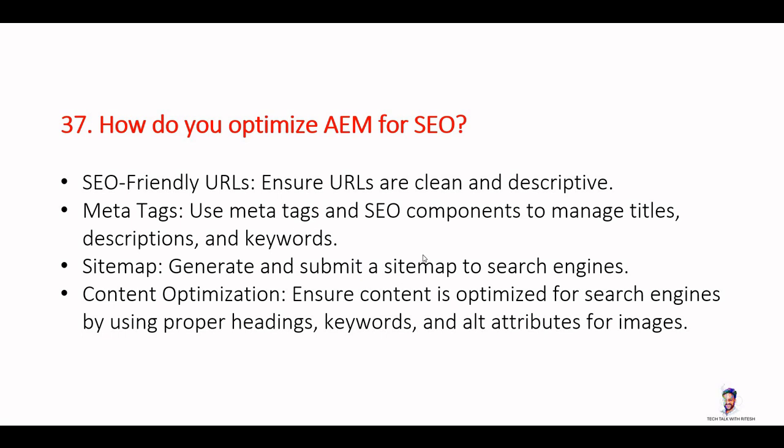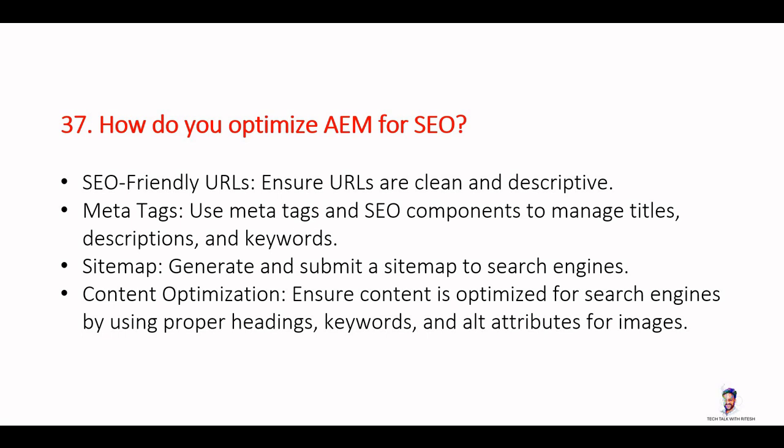Meta tags: use meta tags in SEO components to manage titles, descriptions, and keywords. Generate and submit a sitemap to search engines. Basically, the sitemap XML file will have all the URLs which a search engine should crawl. Sometimes we also put URLs which should not be crawled in a disallow tag. For example, the search page and the 404 page should not be crawled, so put those URLs also.